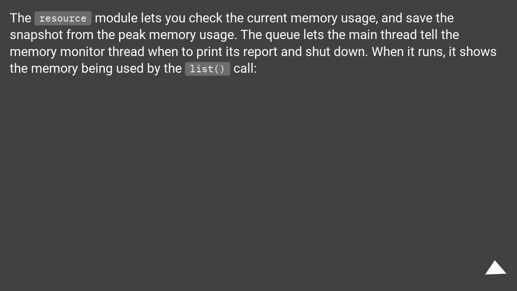The resource module lets you check the current memory usage, and save the snapshot from the peak memory usage. The queue lets the main thread tell the memory monitor thread when to print its report and shut down. When it runs, it shows the memory being used by the list call.